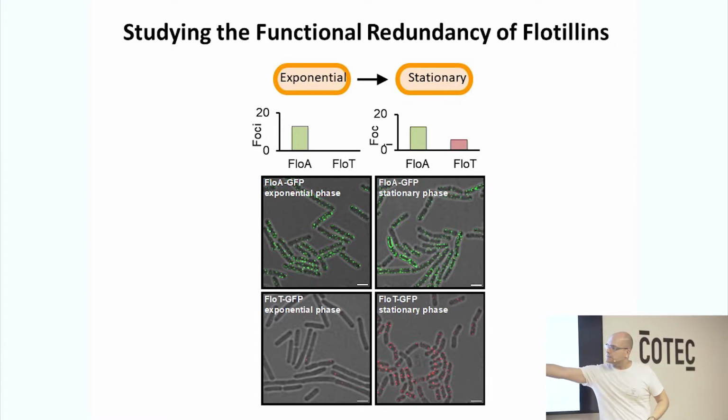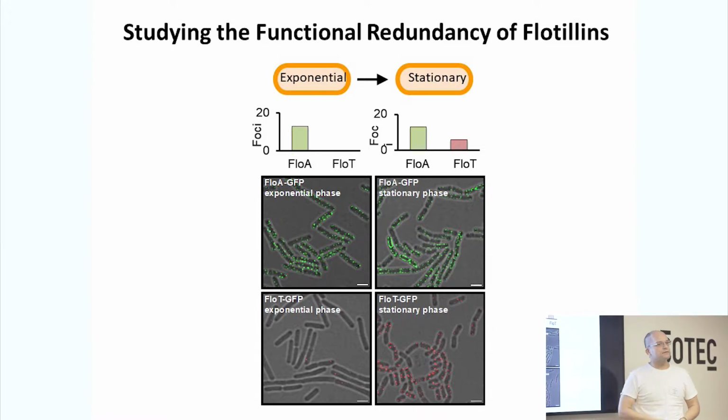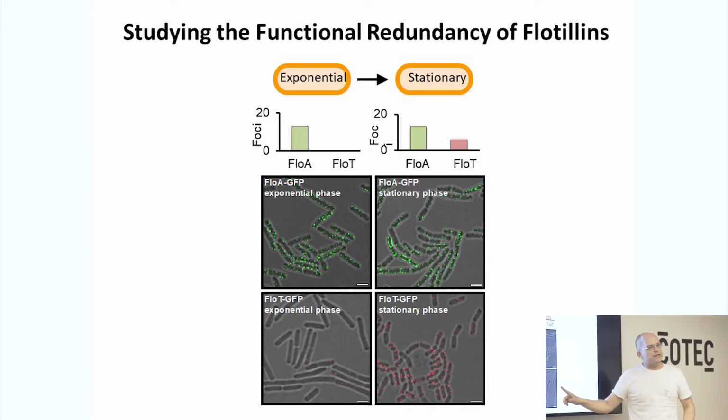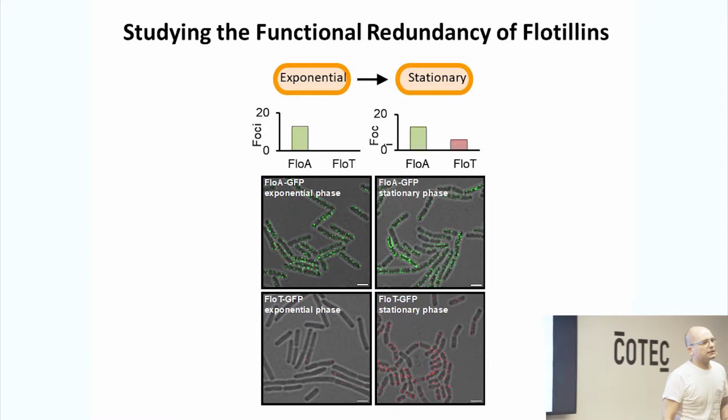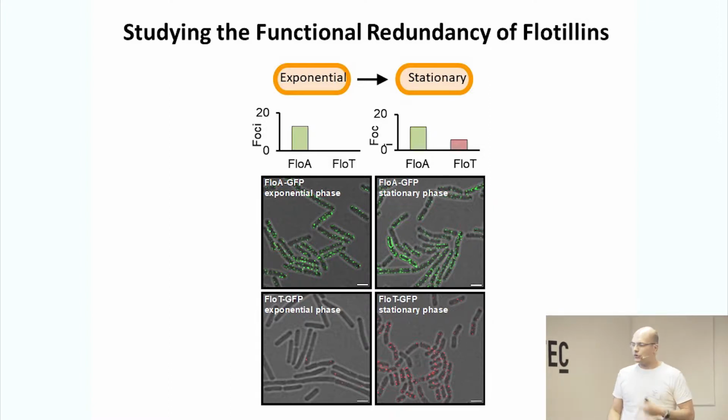You see the number of foci in the membrane. There's probably expression all the time, normal, pretty standard. Whereas expression of FloT, even though you can see some foci, is boosted at stationary phase. So it looks like the two flotillins are not the same. There's no redundancy. They have different regulation, so they might have different functions.